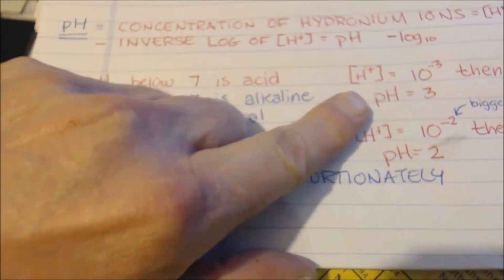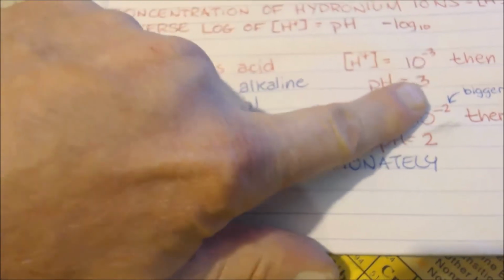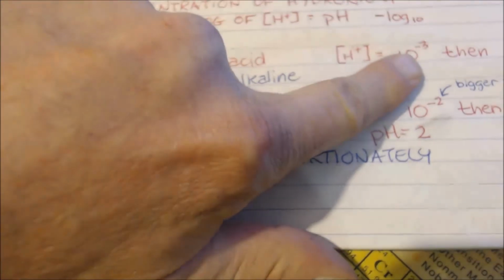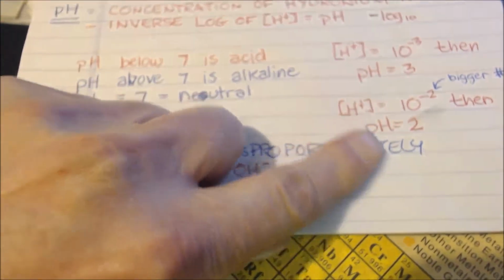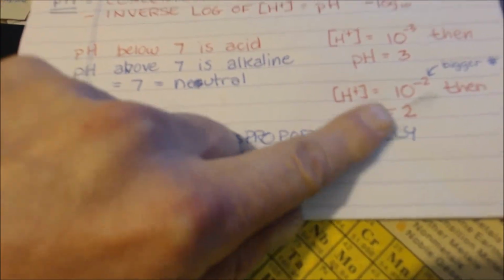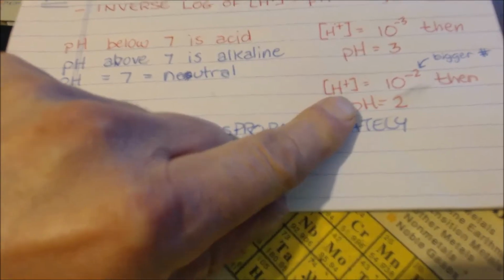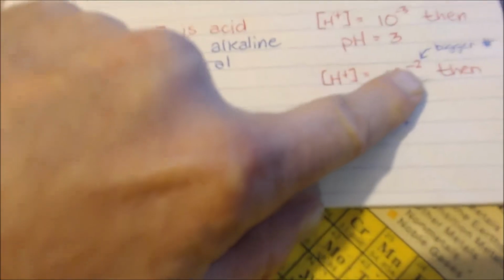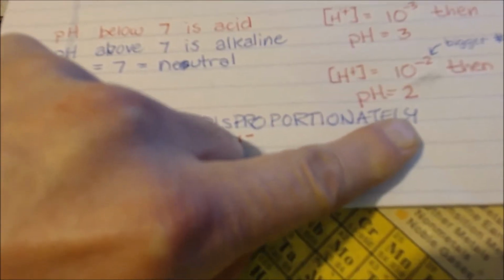So let me just give you an example here. Let's say your concentration is 10 to the negative third power. That means your pH is 3. All I did was remove the 10 and change the sign on the 3. Let's say you have a concentration of hydronium ions and it's 10 to the negative 2. Well, the pH is 2.